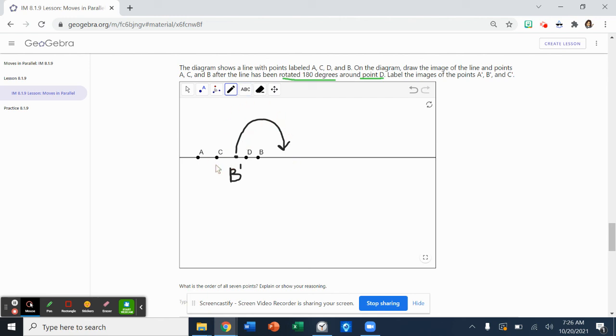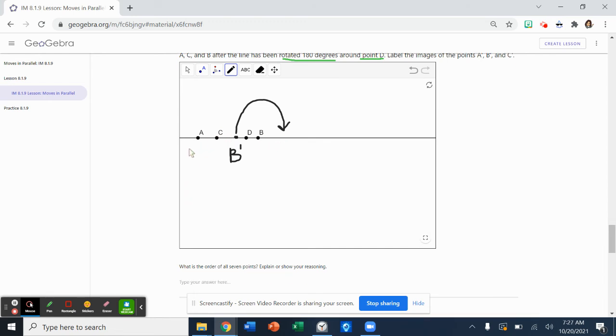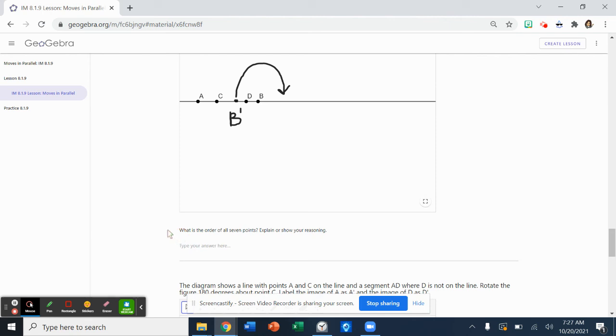And so where will A prime and C prime end up? Go ahead and label A prime and C prime on your line, and then in this question, tell me the order of all 7 points. So what is the order of all 7 of these points?